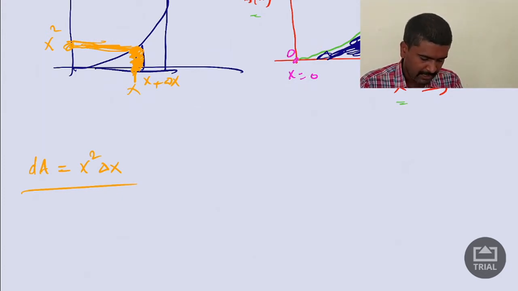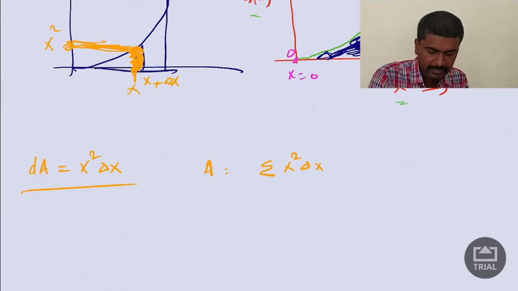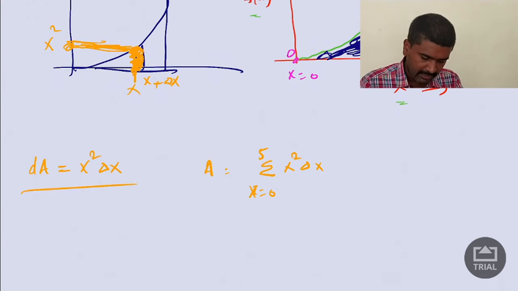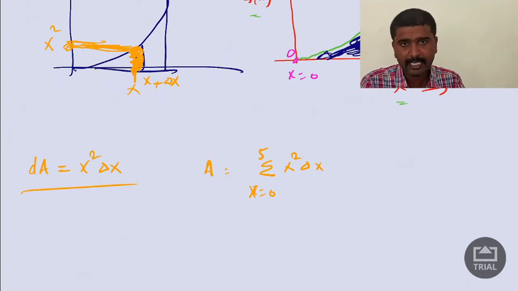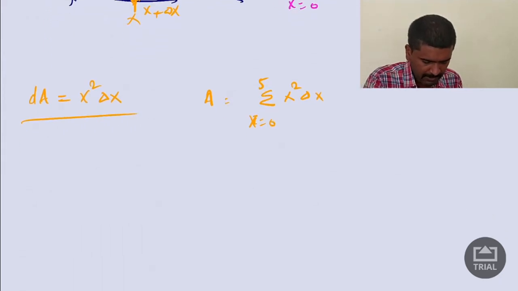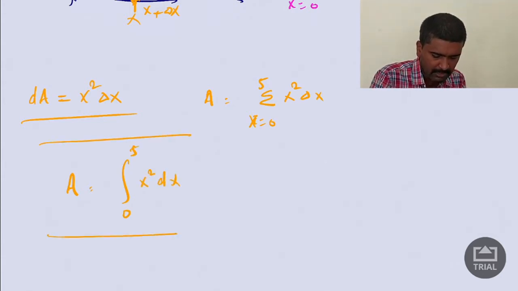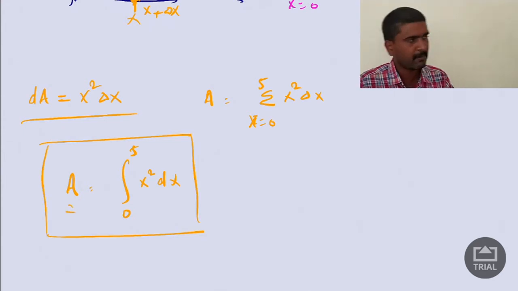To find the net area, I need to add all such small areas, going from x equals 0 to 5. As I told in the previous class, if I take the limit delta x tends to 0, your number of grid points will be infinity. In that case, you can write the same thing as A equals the integral from 0 to 5 of x square dx. This is your area. Let us try to find out what that is.